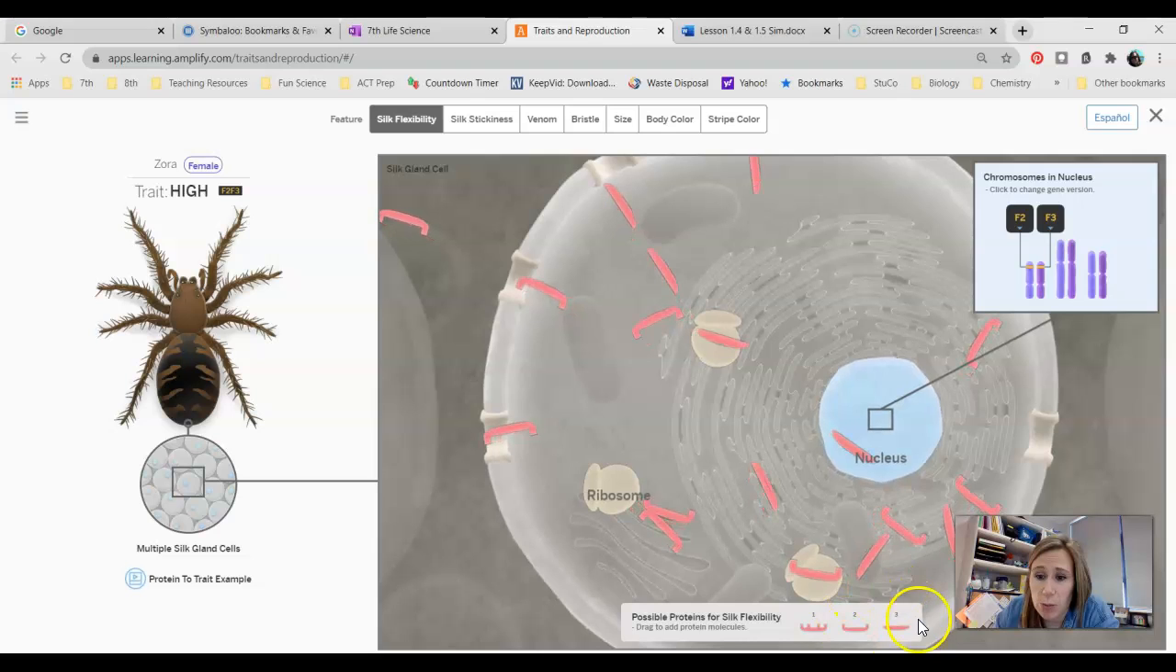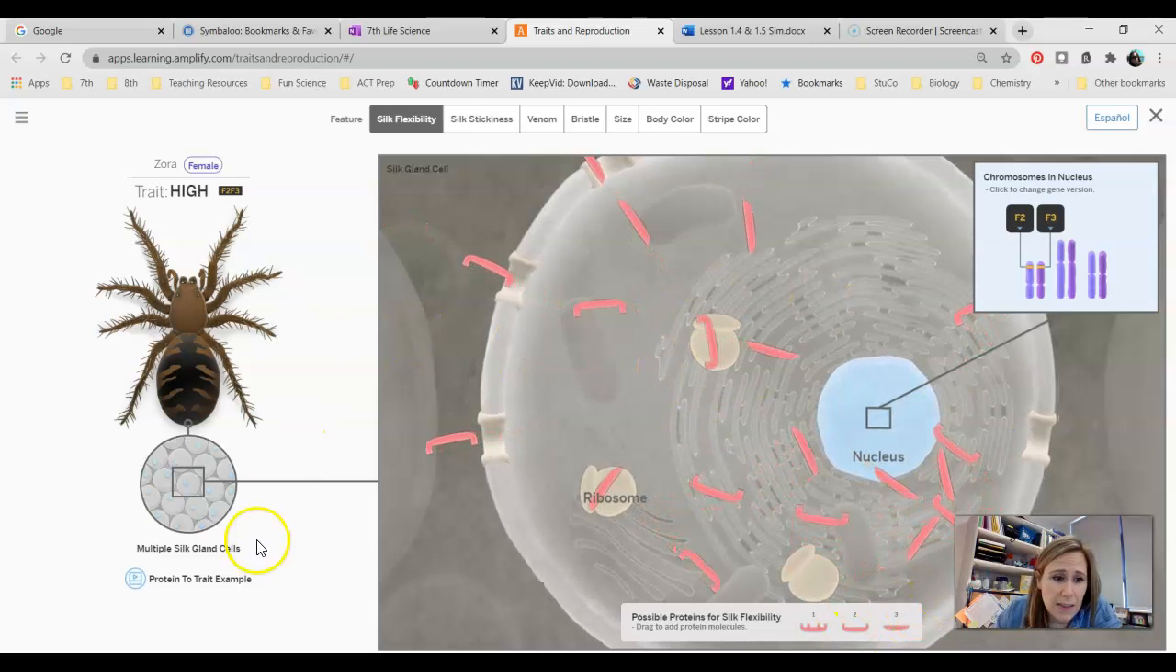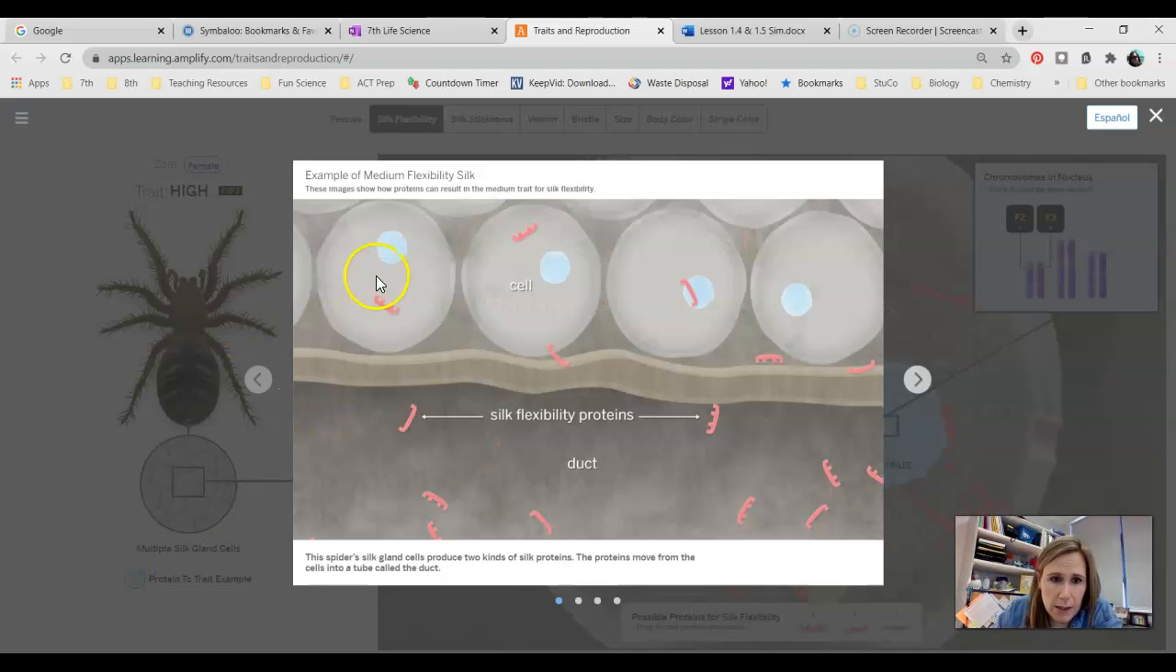So she has type 2 and type 3, okay? In the example that you got here, you can see that this spider, whatever spider it is, has type 3 and type 2, okay? It doesn't matter necessarily what type we're looking at here. This just shows us how those proteins come together to form silk. Okay, so again, we have the cells producing those different proteins. They're secreted into this duct.